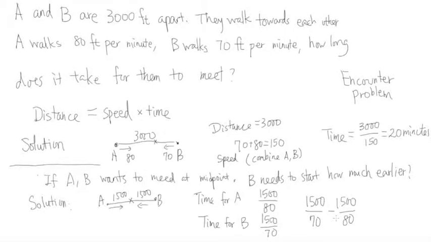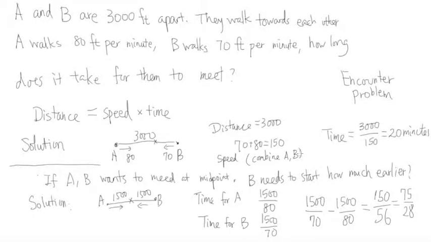And the numbers here are not so simple, so I'll just do the subtraction, using some common denominators, 56, and I think this is just 150. And simplify, 75 over 28, roughly somewhere between 2 and 3 minutes. That's how much time B needs to get a head start.